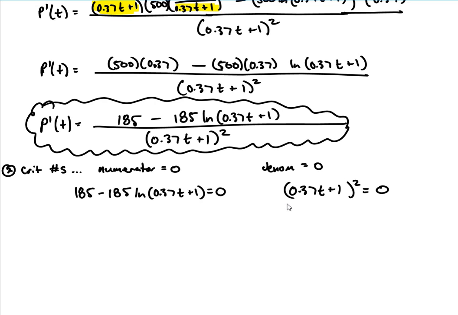Now I want to solve each of these. Let's deal with this natural log one. To solve it, I'm going to subtract the 185 over.